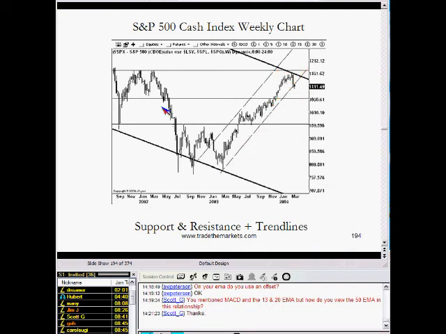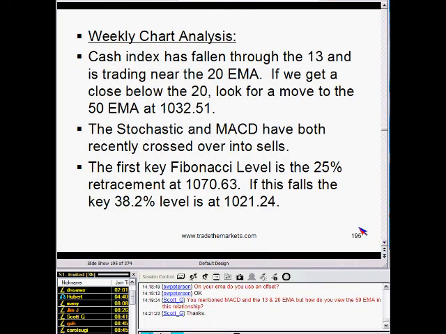The whole idea of this exercise is just to make a trader cognizant and aware of the key levels and the key pressures in the market. So I'll just go and take out my notebook and jot down my notes on the weekly chart.